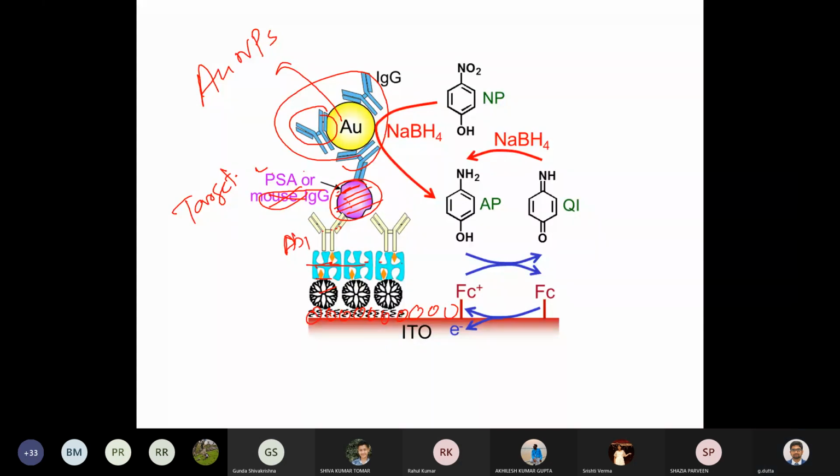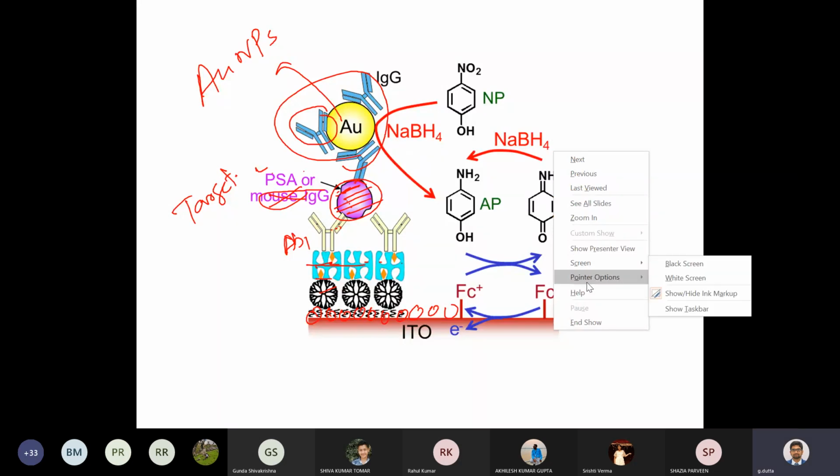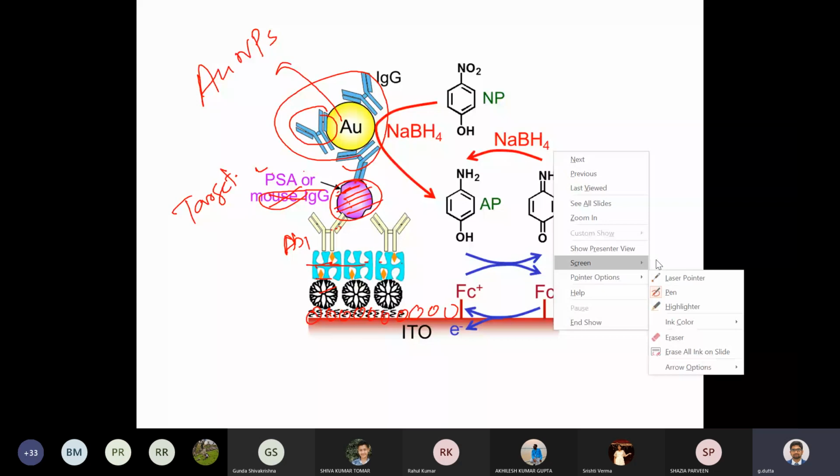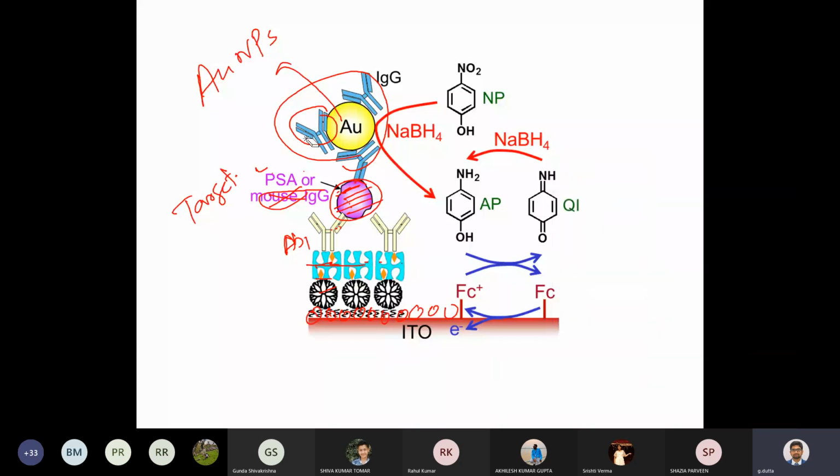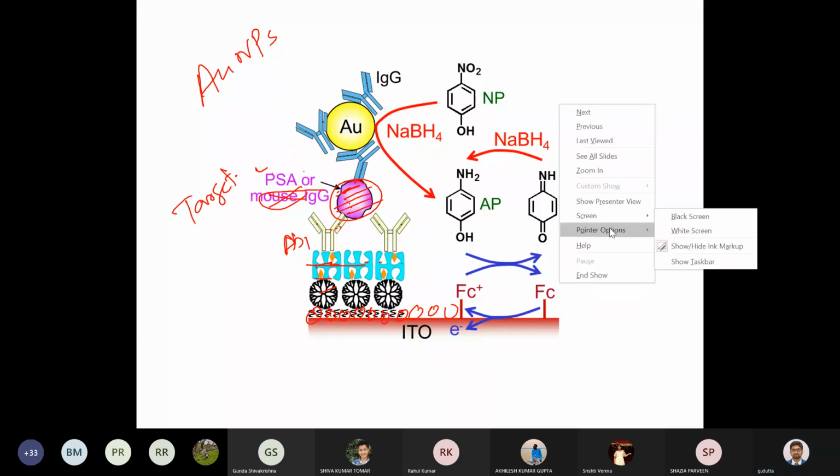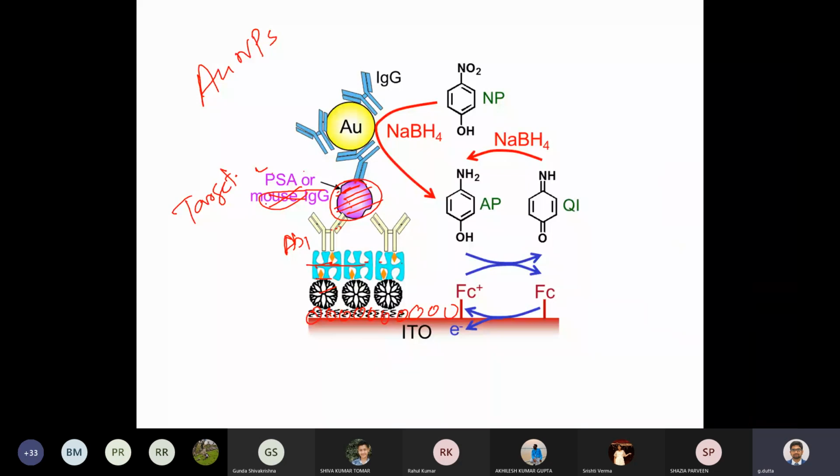Now you have to wash it, right? Now if your surface has PSA, prostate specific antigen, your target, then as I mentioned last class, your secondary antibody also will bind, right? Because the secondary has also some epitope where it can bind. I can just erase this one. Okay, now see. Your secondary antibody is now already on the surface, right? Your secondary antibody is actually conjugated with some gold nanoparticle. So this nanoparticle now will act as an amplifier.